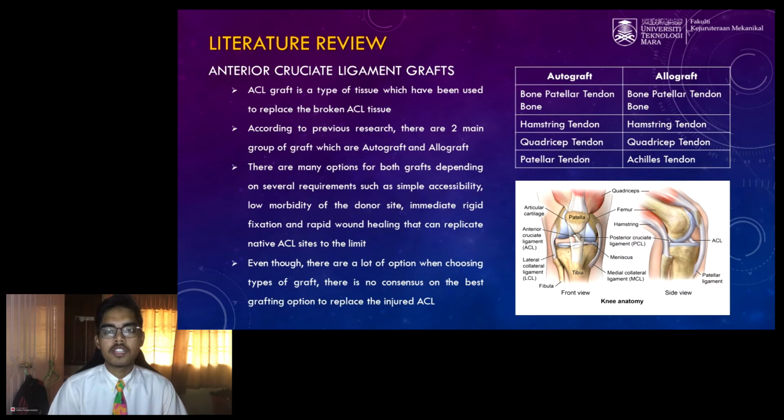As we can see on the table at the right side, it shows the options of the autograft and allograft. Even though there are a lot of options when choosing the type of graft, there is no consensus among the experts on the best grafting option to replace the injured ACL.